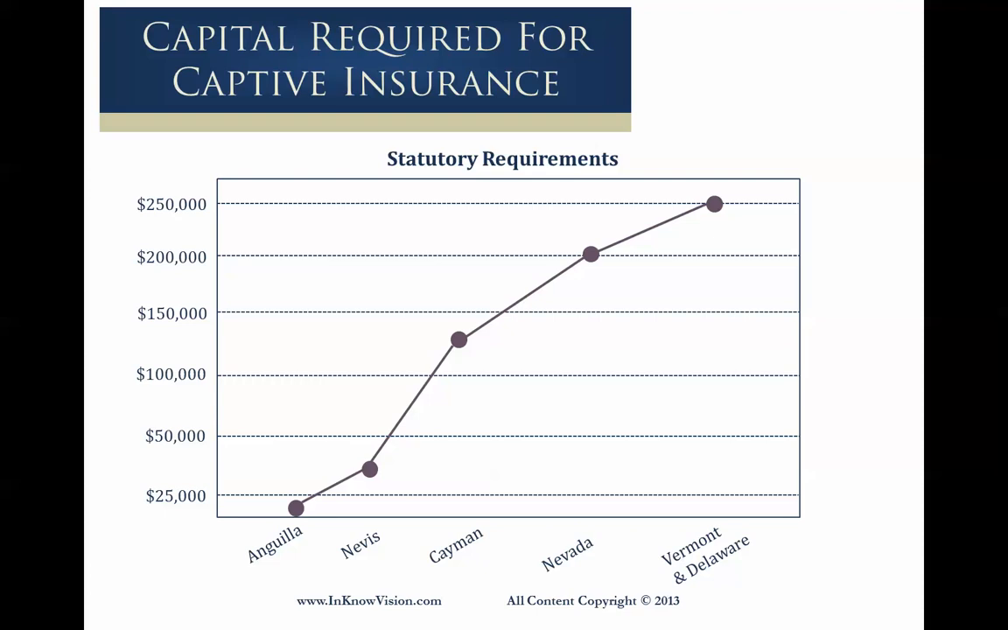If the actuary that we use tells us that capitalization for the amount of risk being taken on should be about $100,000, then we could look to Anguilla, to Nevis, and to Cayman as jurisdictions that would make sense, so that we don't tie more money up in a company than we need to. If you wanted to have a captive formed in Nevada or Vermont or Delaware, well, you would just have to have more money tied up to do that. This is totally up to you in terms of what you're trying to accomplish.